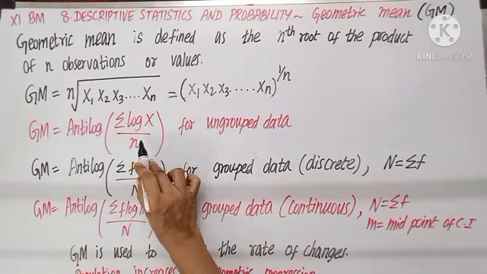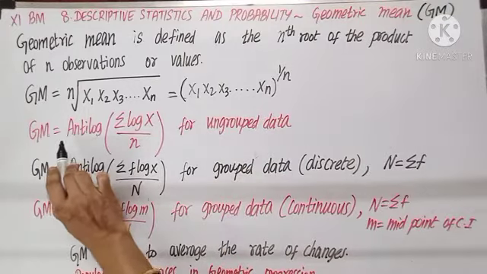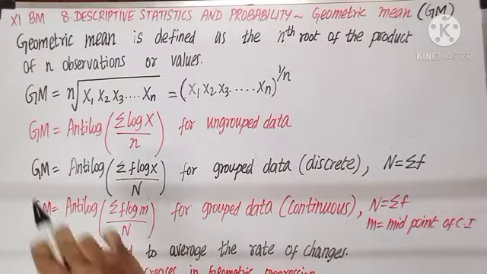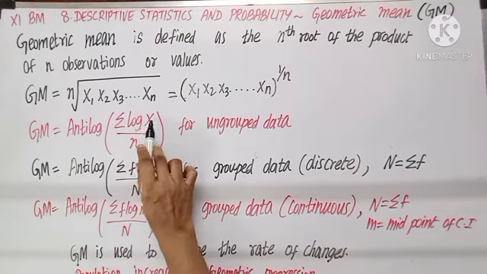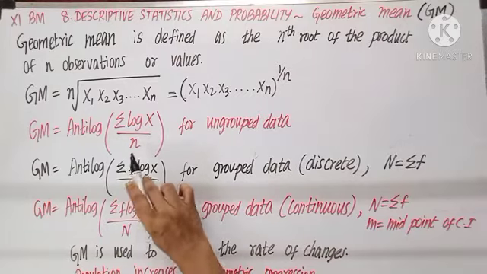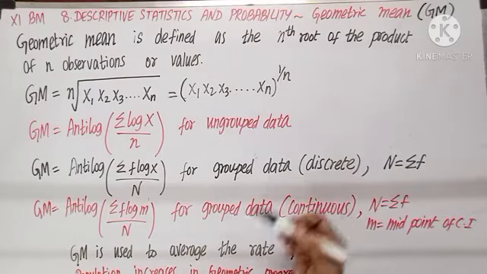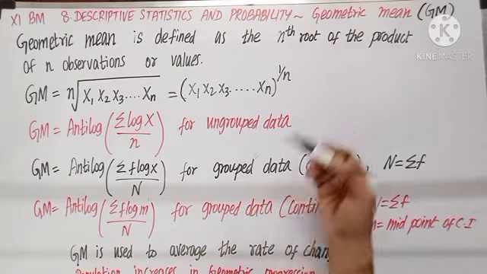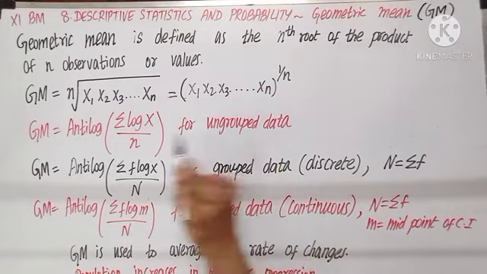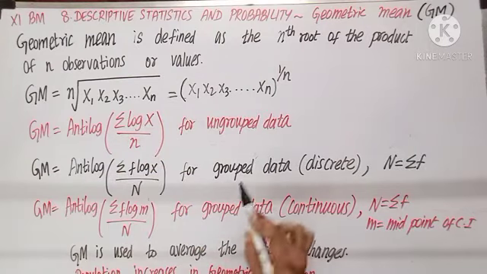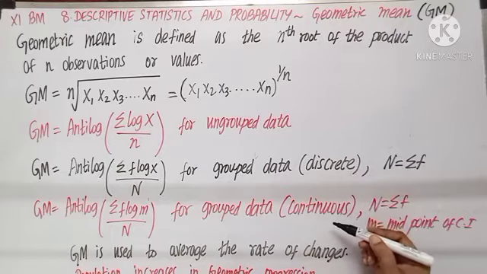Can I stop with that? No. Since we had taken logarithm, I should also take antilog. So what is the GM formula? Antilog of sigma log x by n. This is for ungrouped data. So when some 10 values, 15 values or 5 values are given, we call it ungrouped data. We apply this formula. If it is grouped data, we have two types, discrete and continuous.